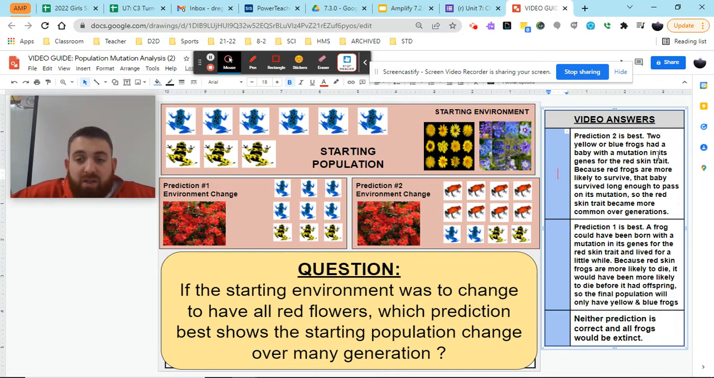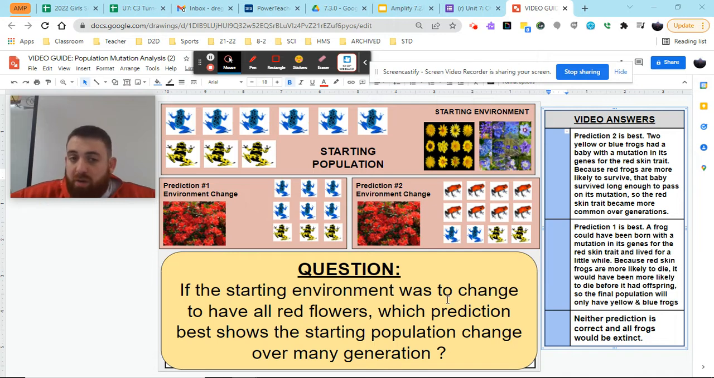Prediction two is the best. Two yellow and blue frogs had a baby with a mutation in its gene for the red skin trait. Because the frog was more likely to survive, the baby survived longer, passed on its mutation, so the red skin became common over time. Go ahead and pause the video, select your answer, and unpause the video to then review and see if you got it right.